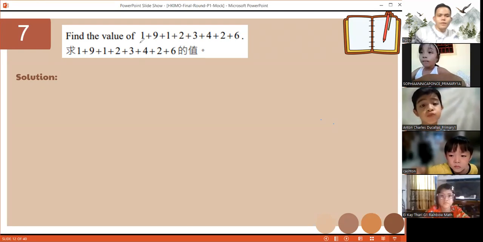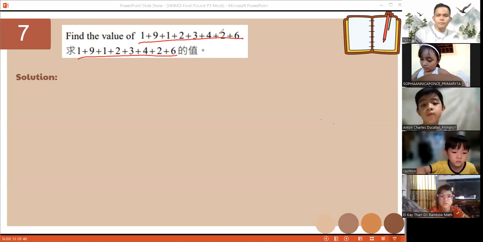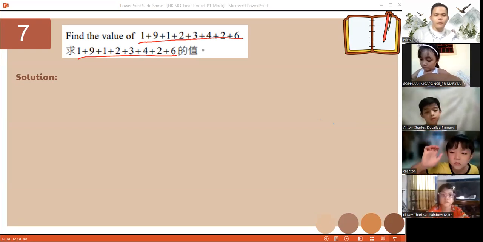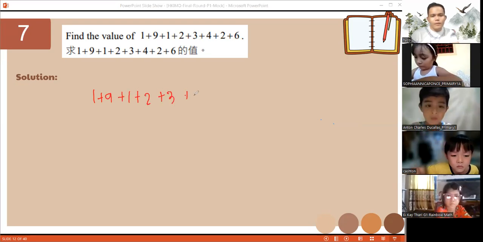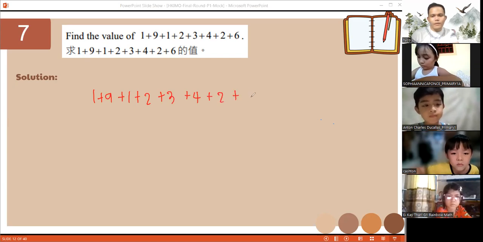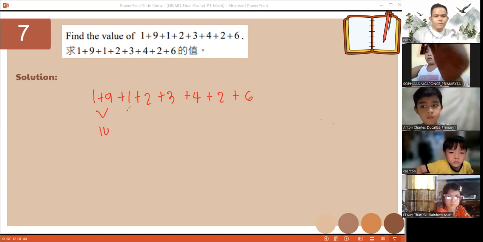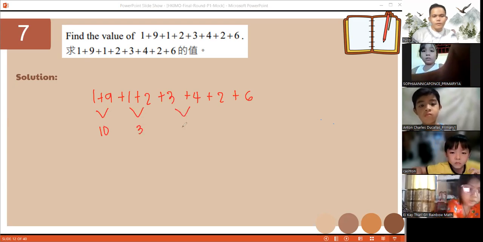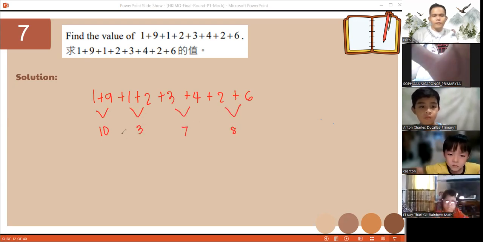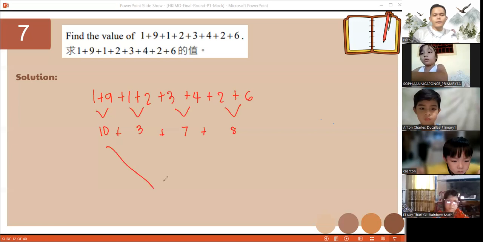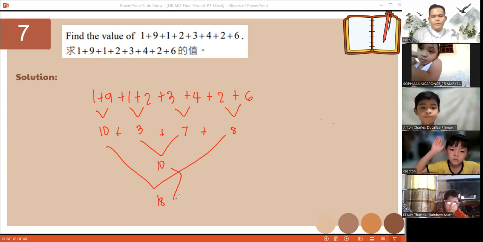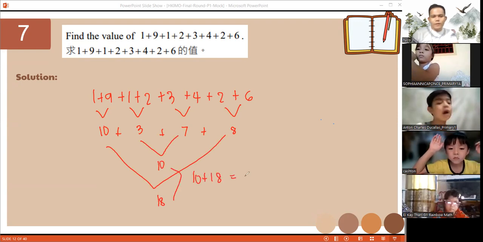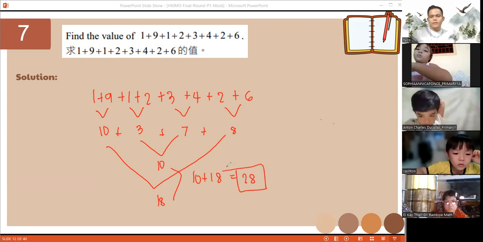But if you notice, the numbers here and the numbers here are gonna be the same, right? Okay, so we have 1 plus 9 plus 1 plus 2 plus 3 plus 4 plus 2 plus 6. So this is equal to 10. This one is equal to 3. This one is equal to 7. This one is equal to 8. Add them, right? Much better if we add 10 plus 8, which is 18, and 3 plus 7, which is 10. So we have here 10 plus 18, which is 28. 28 is our final answer.